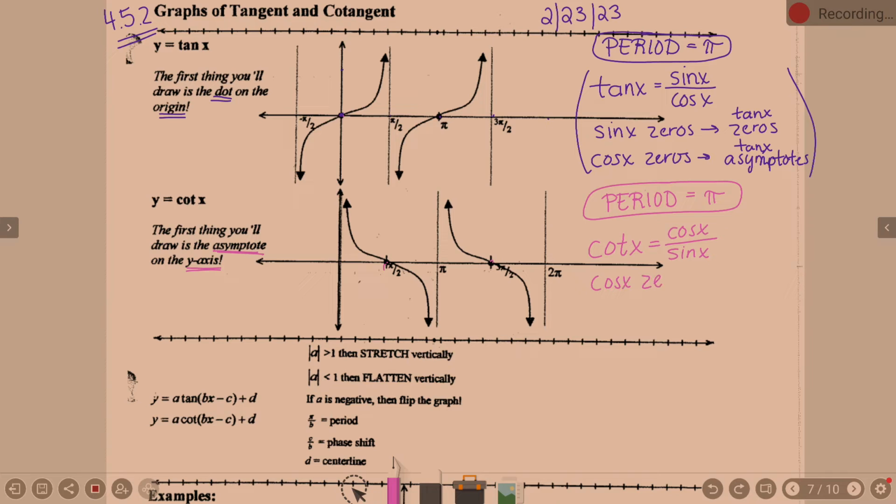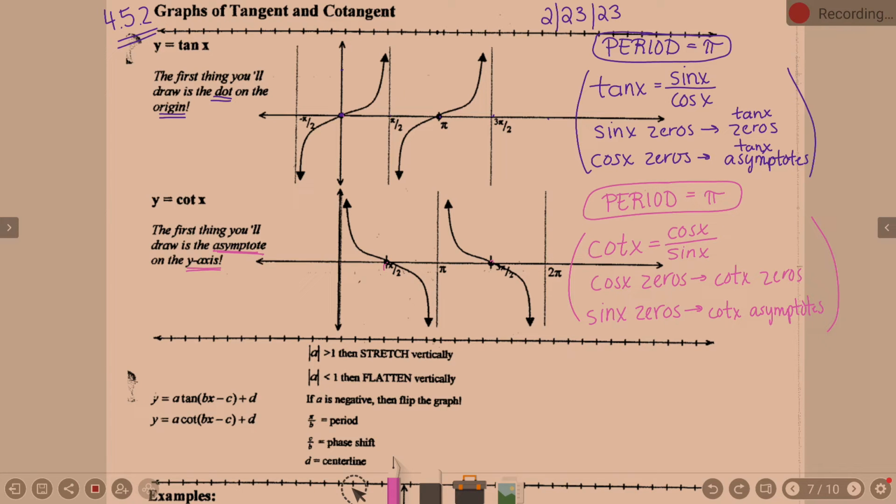So cosine zeros match up with cotangent zeros. And what do you guess about sine in the denominator? Any place sine is 0, we're going to have asymptotes, right? Right there at 0, pi, and 2 pi. So sine zeros create cotangent asymptotes. And again, this is not necessary knowledge to be able to graph these, but it's trying to make connections. It might make more sense to do a graph.